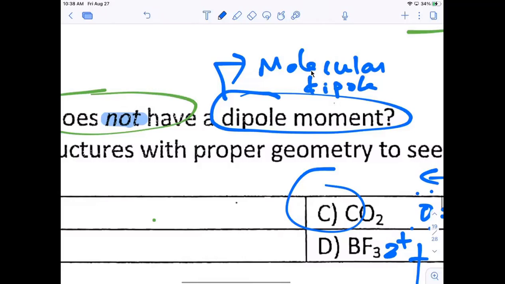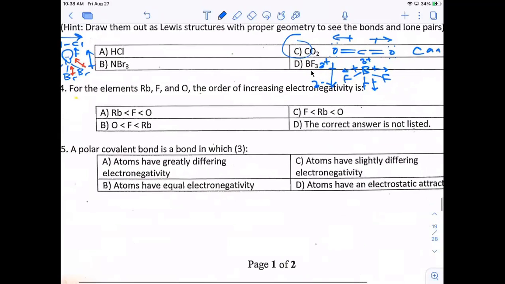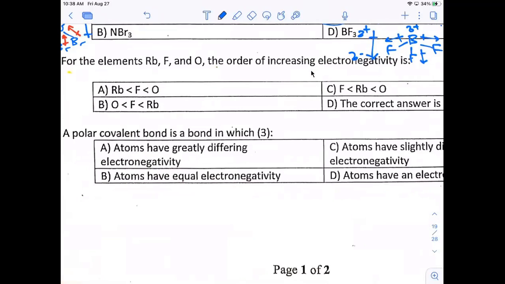All right, we okay so far? Everybody straight? Yes. All right, let's do this for this question.